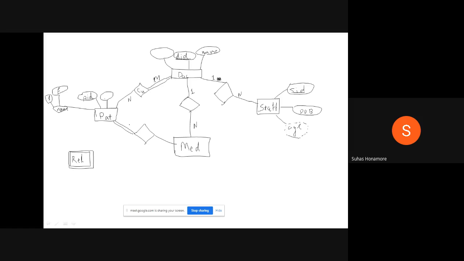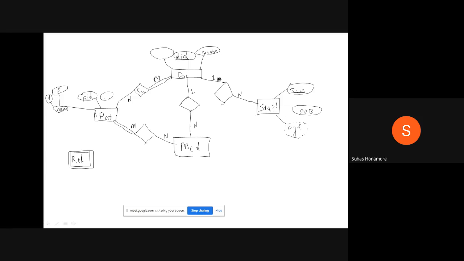So what about the cardinality ratio, 1 is to n or m is to n? Consider one patient will take n number of medicines, or one medicine will be taken by n number of patients also. So it's multi-way, both sides. So again, I will write this is m is to n. One patient can take n number of medicines, or one medicine can be taken by n number of patients also. That's why I'll write m is to n.